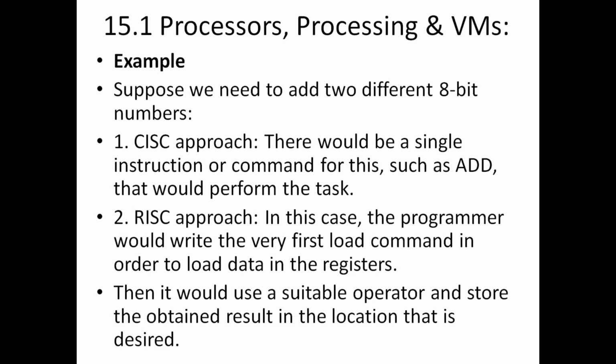Whereas in the RISC approach, the programmer would first of all load the first number into ACC or into any other register. Then they would load the second number. Then they would use a suitable operator in order to add them, and then store the result by using a third or fourth command in a desired location or in ACC, etc. We are not going into too much depth. You don't exactly have to apply everything you learned in chapter number 4, processor fundamentals of AS.